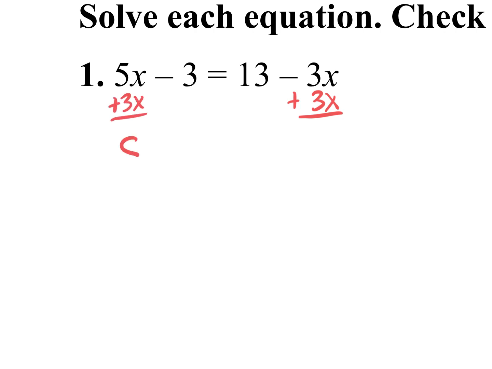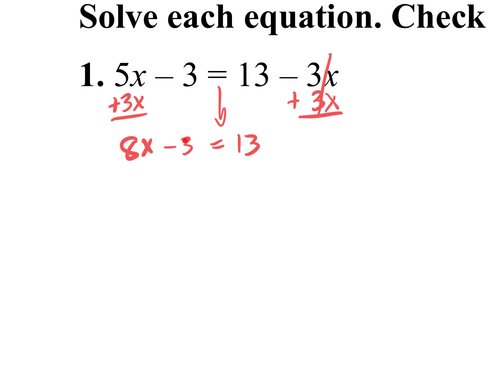5x plus 3x is 8x. Bring down the minus 3, bring down the equal sign, and bring down whatever's left over on the right side, which is a 13. So here's your new equation that only has x on the left side of the equal sign. Let's get that x by itself. The goal is to isolate the x.